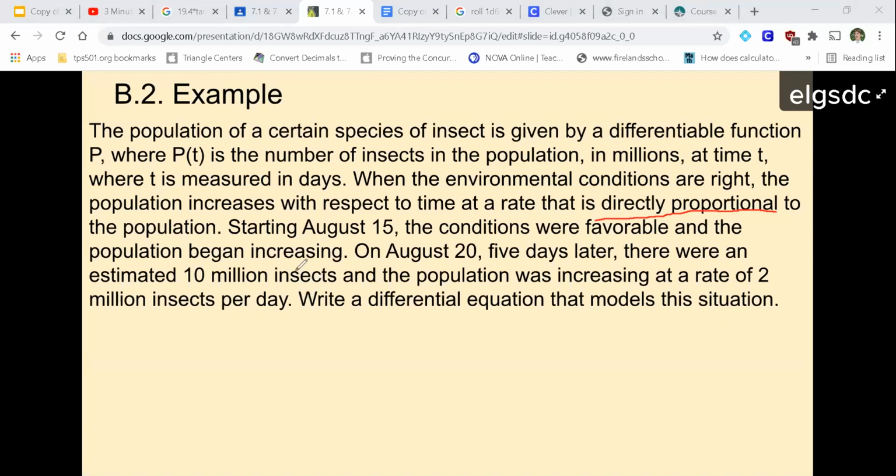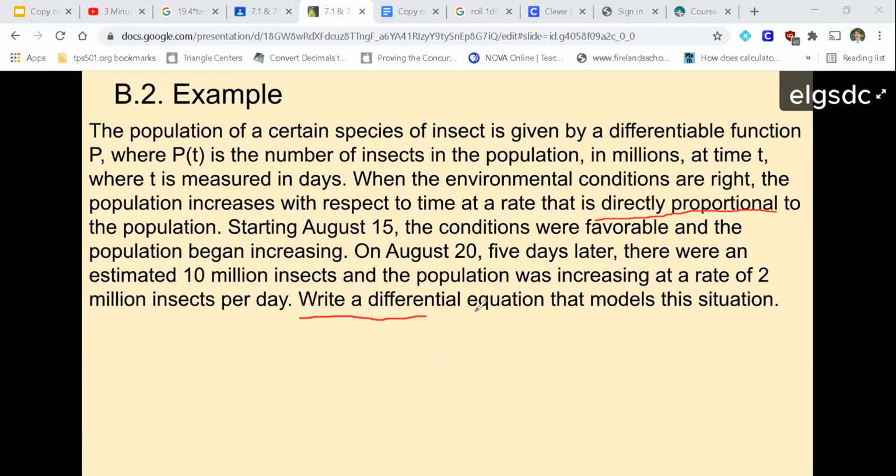We're going to do K times G. That's right. So the idea here is this sentence is really what matters. Starting August 15th, the conditions were favorable and the population began increasing. On August 20th, 5 days later, there were an estimated 10 million insects and the population was increasing at a rate of 2 million insects per day. Write a differential equation that models this situation.